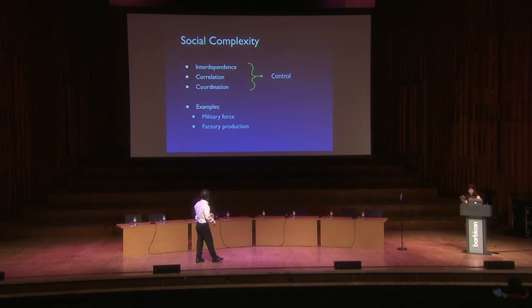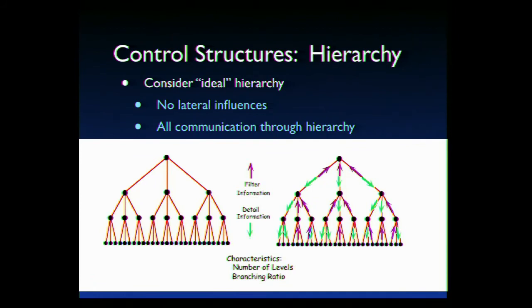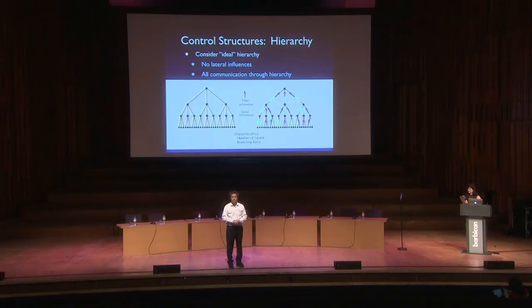And we're going to use two examples, the military force that we already talked about, ancient armies, and factory production. Next. But I want to talk about it in the context of the traditional paradigmatic social organization, which is a hierarchy. It's been around for a long time.